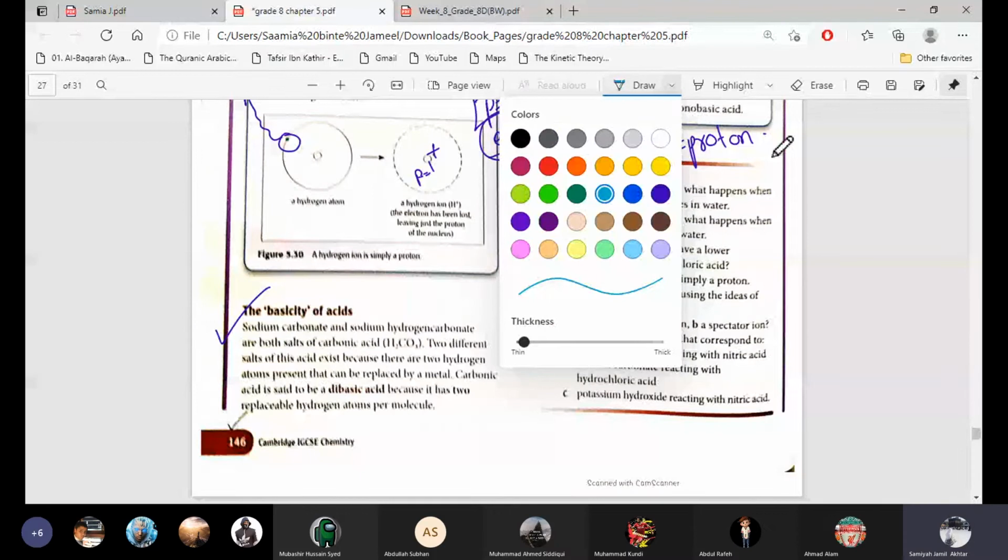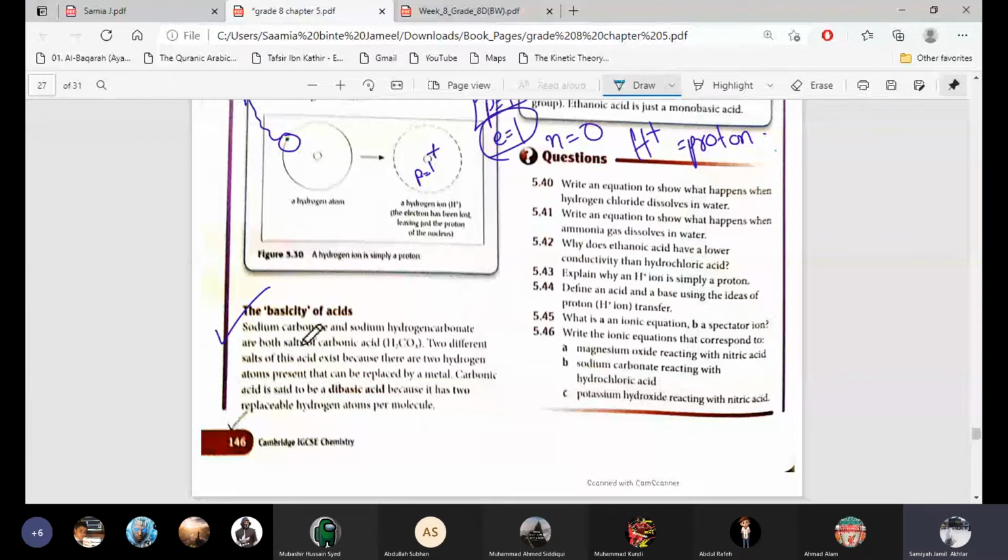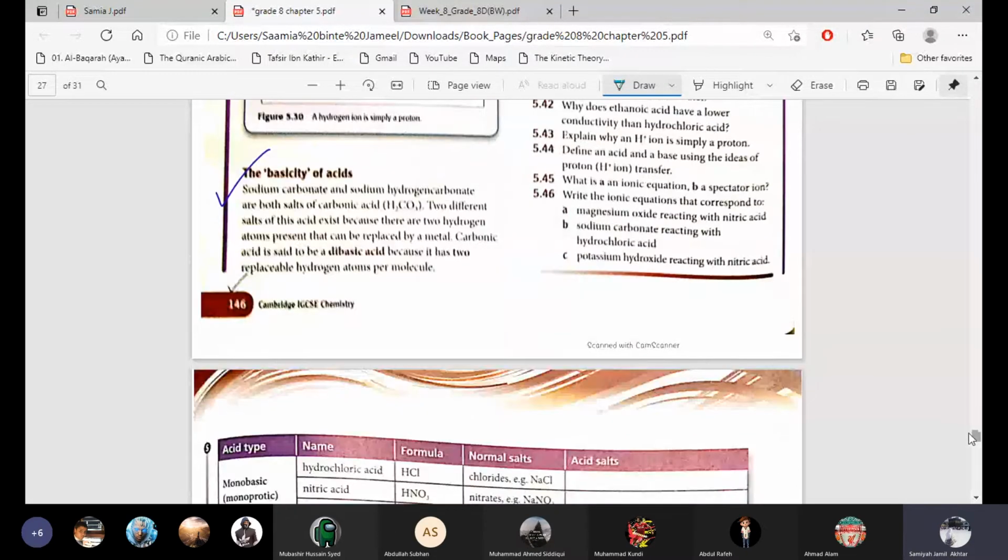Okay, the basicity of acids. Now listen carefully. First of all, for every acid we know that hydrogen is present in all of the acids. And to make a salt, we react the acid with a metal, with any metal. Like if we take HCl and react it with NaOH.